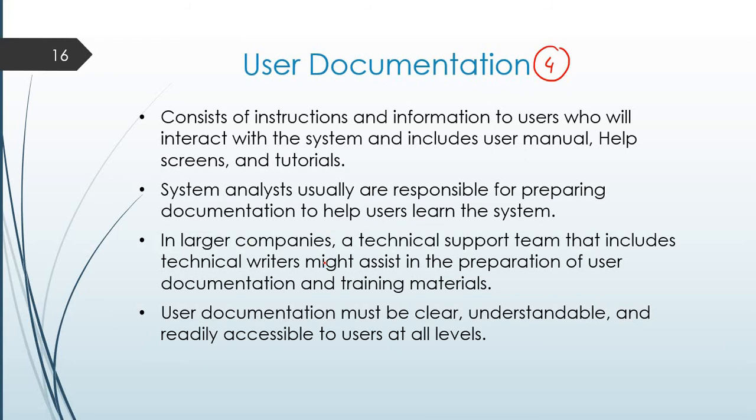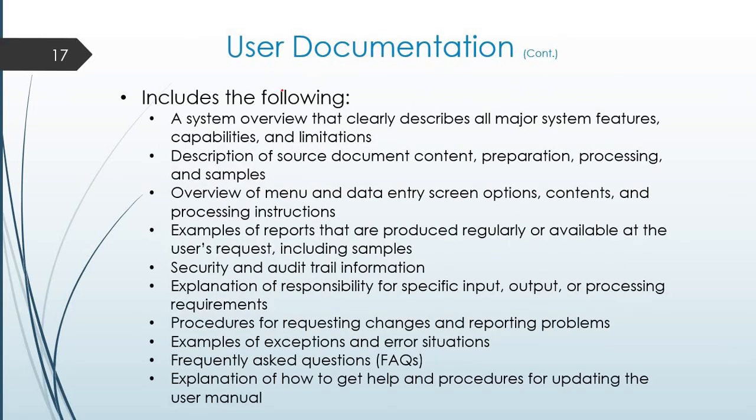In larger companies, a technical support team that includes technical writers might assist in the preparation of user documentation and training materials. User documentation must be clear, understandable, and readily accessible to users at all levels. So these are the things that are usually included in the user documentation. A description of all the major system features, capabilities, and limitations, okay?